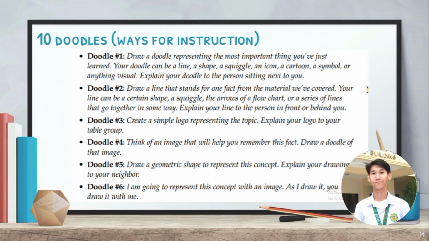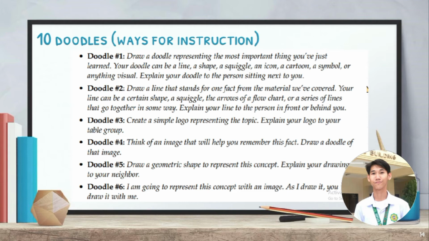So there are 10 doodle ways for instruction, such as: draw a doodle representing the most important thing you've just learned. Your doodle can be a line, a shape, a squiggle, an icon, a card, a symbol, or anything visual, and explain your doodle to the person sitting next to you. Another is to draw a line that stands for one fact from the material we have covered. Your line can be a certain shape, a squiggle, the arrows of a flowchart, or a series of lines that go together in some way, and explain your line to the person in front or behind you. Another is to create a simple logo representing the topic. Explain your logo to your table group.